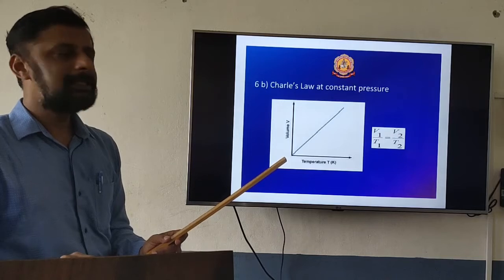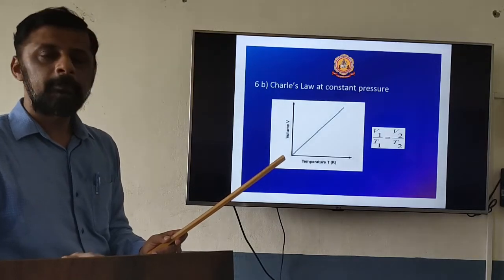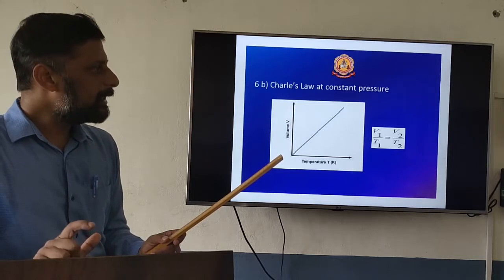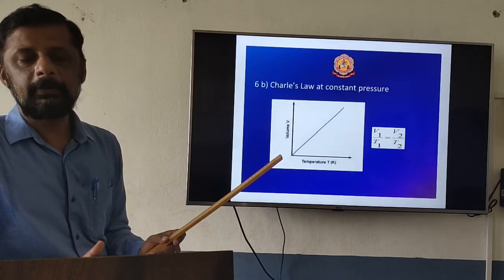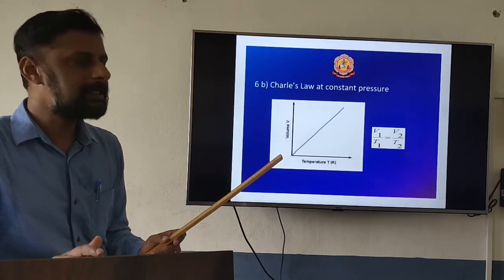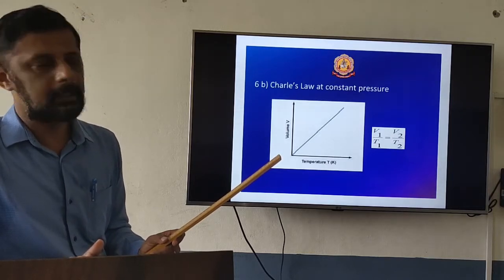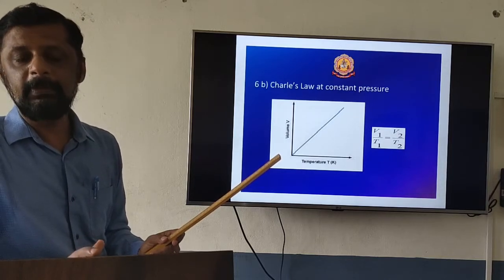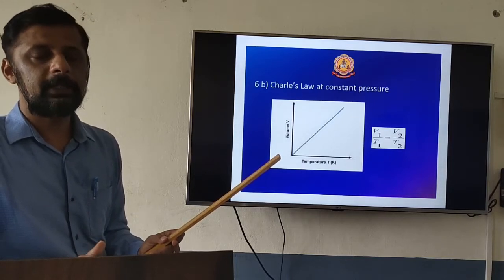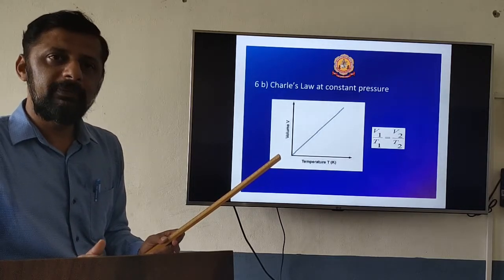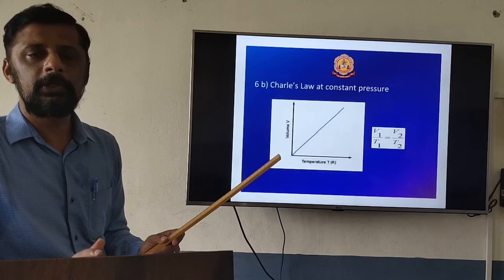The second law is called Charles' law. At constant pressure, out of three variables, pressure, volume and temperature, if the pressure is kept constant, the volume of a given mass of a gas is directly proportional to temperature. That is the statement of Charles' law. Charles' law gives the relation between the volume and the temperature. I will repeat once again. At constant pressure, the volume of the given mass of a gas is directly proportional to temperature.